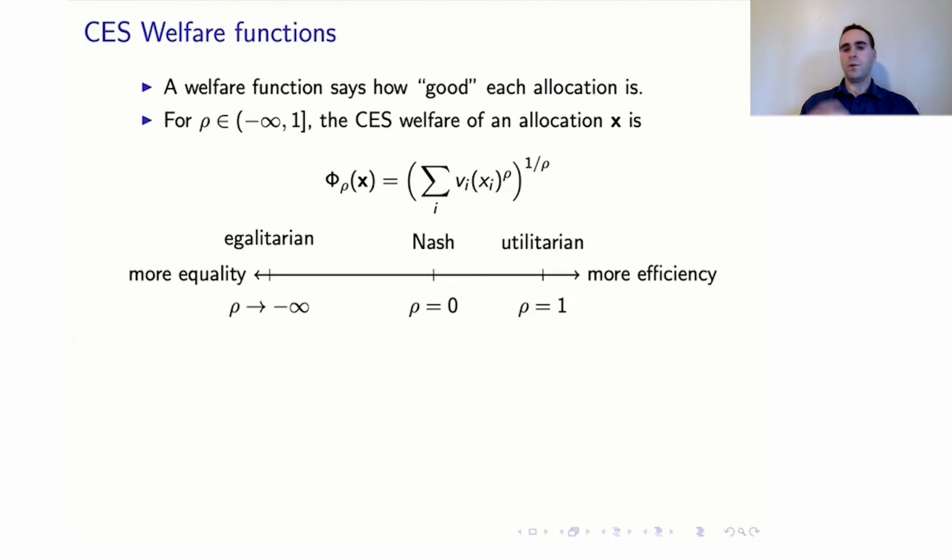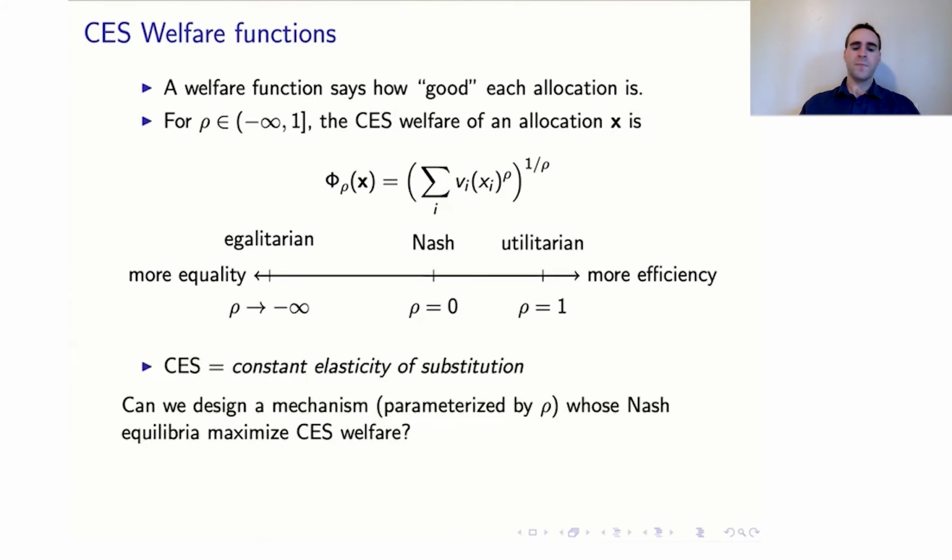If we plug in rho equals 1, we get the sum of valuations. That's utilitarian welfare. If we take the limit as rho goes to 0, we get Nash welfare, the product. The limit to negative infinity gives you egalitarian welfare, or the minimum utility. CES stands for constant elasticity of substitution, by the way.